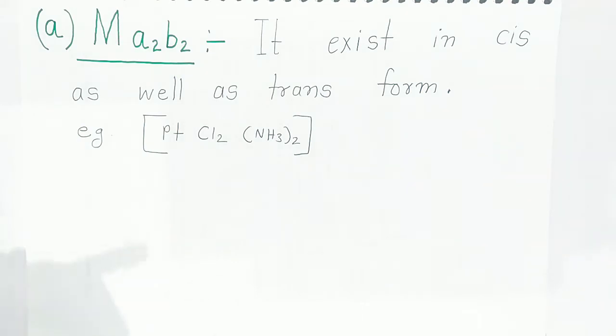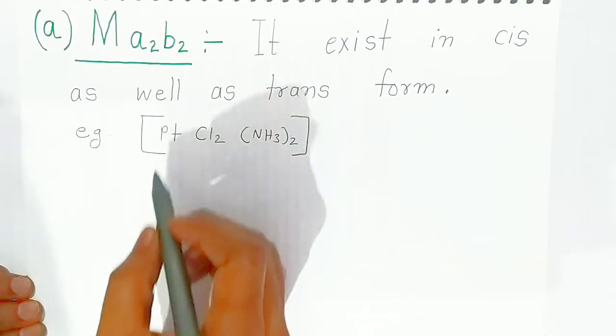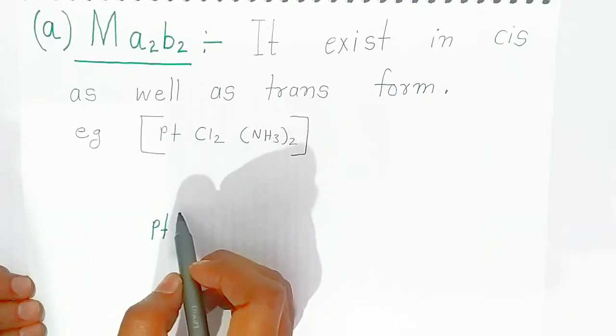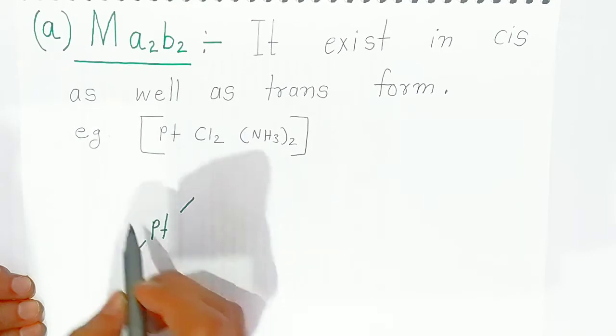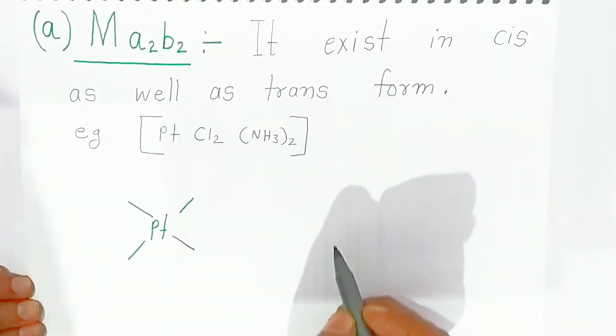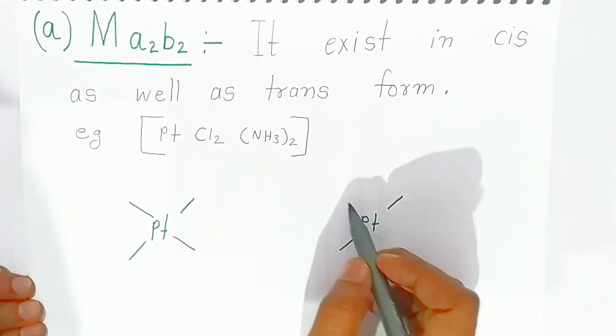In geometrical isomerism, students, the metal will always be at the center. So you can write the central metal atom like this. This is the platinum. Now students, around this platinum, it is forming the square planar complex, and it is forming two types, cis and trans. So here again we are writing the platinum complex, and it is forming the square planar complexes.